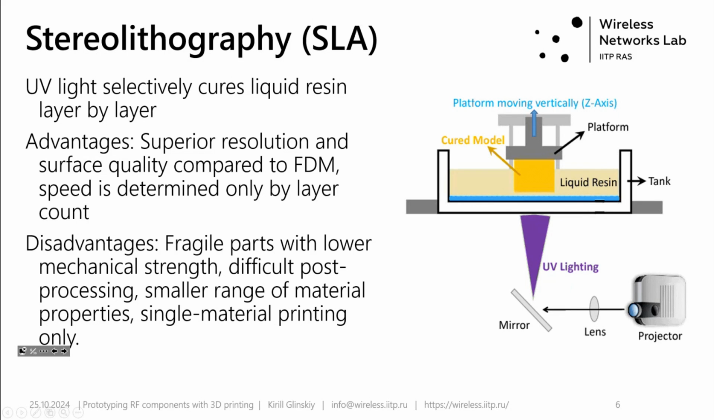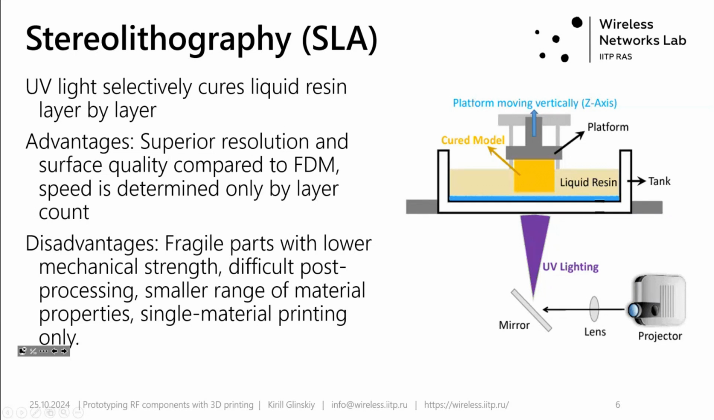So this method can work with very fine details because the laser has a very thin point, a very thin beam, and the platform can be raised in very small increments, sizes of tens of micrometers. So that results in much greater resolution and surface quality compared to FDM printers. So, for example, details of up to tens of micrometers can be resolved with SLA, while with FDM printing, only, I'd say, 0.1 or 0.2 millimeters at best.